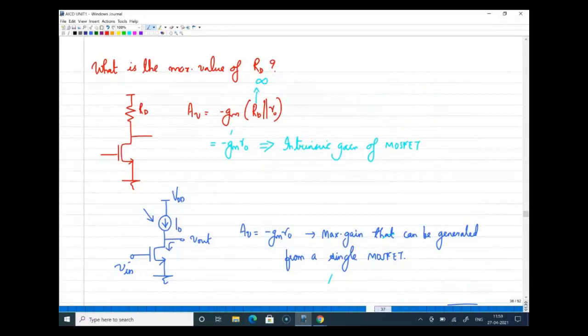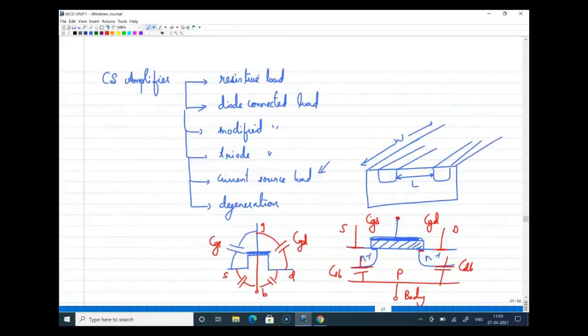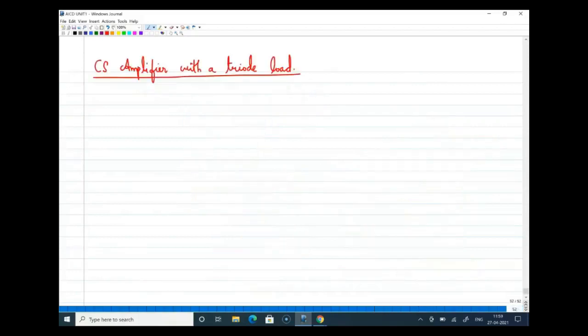But that is not possible, because keeping an ideal current source is not basically possible. That is why we talked about various other variants. Starting from resistive, we had diode connected NMOS and PMOS, and then the modified diode connected. Now we are coming to another one called the triode load. Even though this is not widely used, you should know that there is this variant.